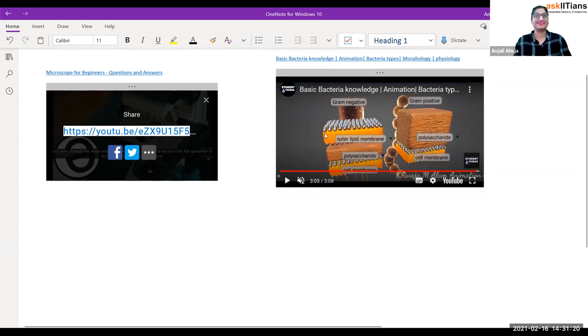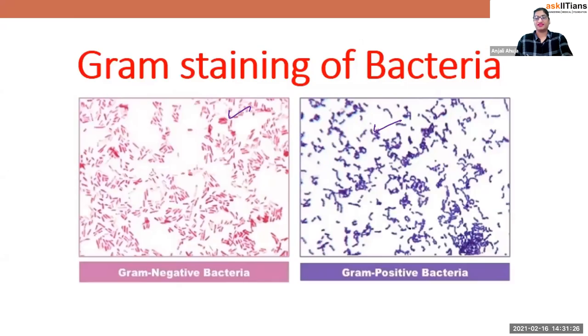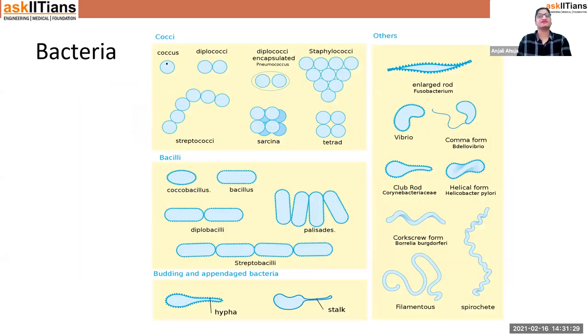Now, I suppose gram staining is clear to you. Let's start talking about the next part. The next thing we have to learn about is the next microorganism. These are all the bacteria types that I've explained to you already, but if you want, you can see all the shapes: types of cocci and other bacteria, then bacilli, and then budding and appendaged bacteria. There are different shapes and types of bacteria. Palisade appears to be a compact one. Just remember the names I've told you in the video, that is enough. Sarcina is present in a cube of two, four, in the form of a cube, simply saying.